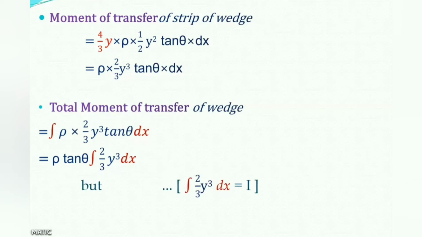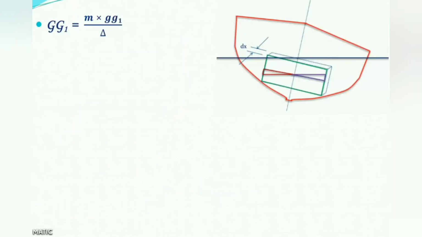But we know that integration of 2/3 into y cube with respect to dx gives us the moment of inertia of the liquid's surface about its center line. Finally, this expression changes to rho into tan theta into I. This is giving you the total moment of transfer of wedge inside the tank. In the expression of shift in center of gravity of the ship, this m into GG1 will get replaced by rho into tan theta into I.